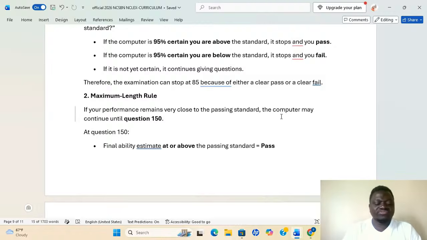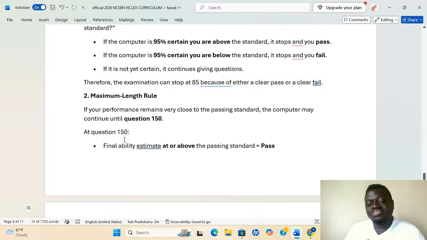150. So at 85 questions, they will assess you. Are you within the 95%, above the standard or below? Okay, you are near, you are in between. Let's continue. At 86, it will reassess. At 87, it will reassess. So with each question they give you, it reassesses. So when you get to 70 and you are above, averagely, you pass. The computer will pass you. It can stop anywhere along the way.